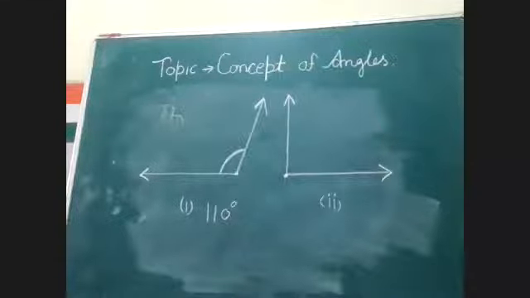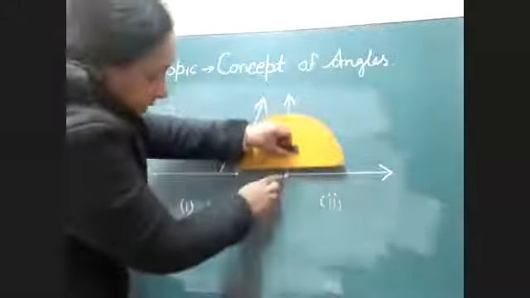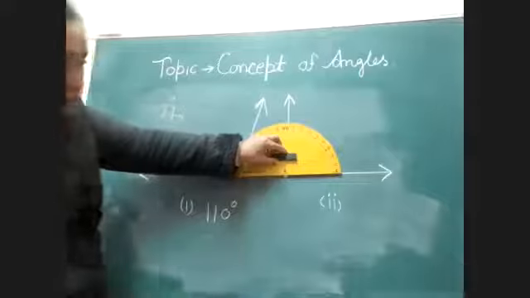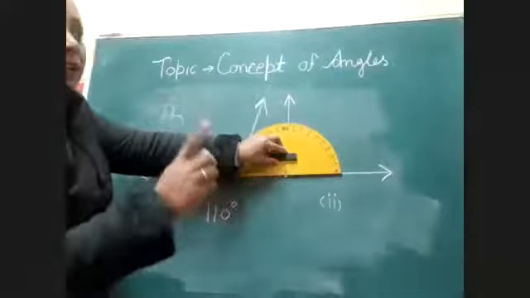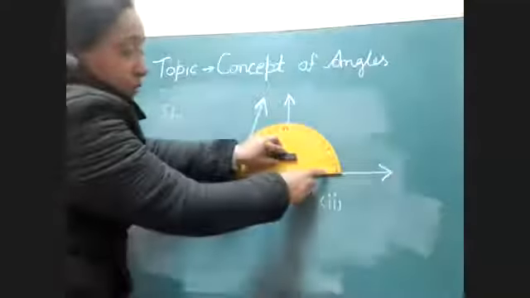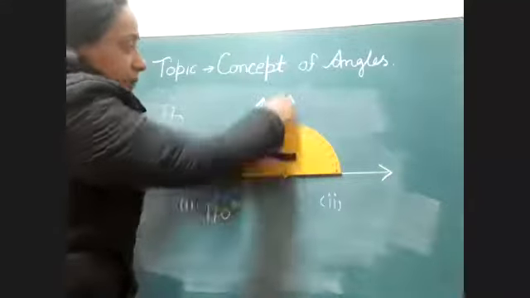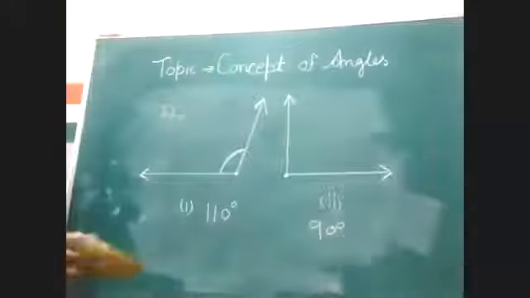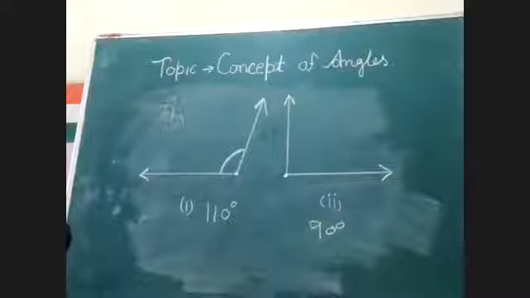Clear? Next, measure with the help of the protector. Measure this angle again. Put the center on the vertex and match these. Now, when we match this line, start from 0. Now, the 0 is on our inner scale. So, use the inner scale. 0, 10, 20, 30, 40, 50, 60, up to 90. So, it means this is an angle of 90. The measure of this angle is 90 degrees. Yes, students?